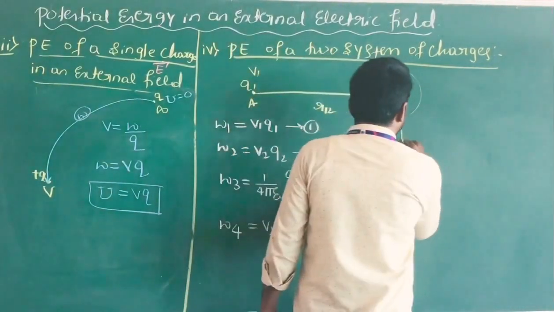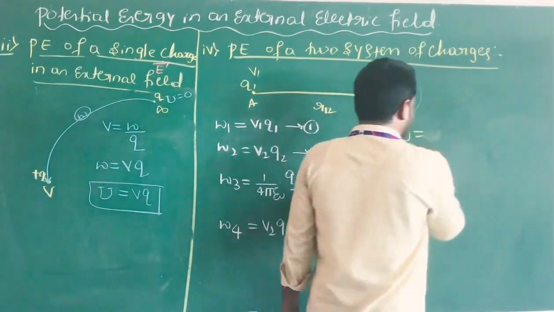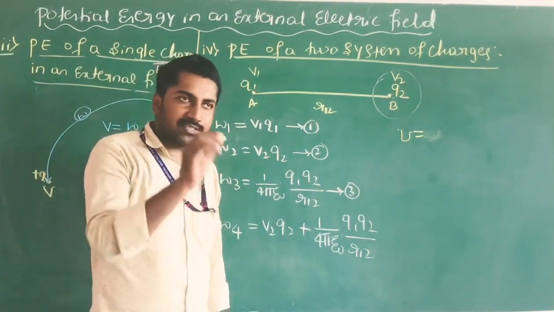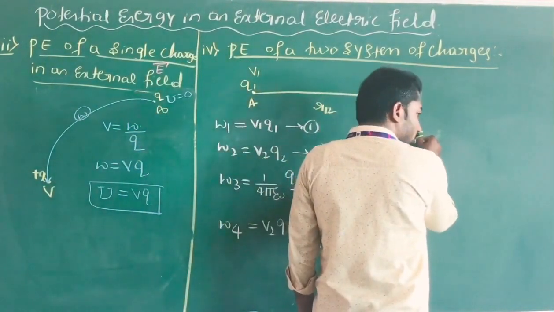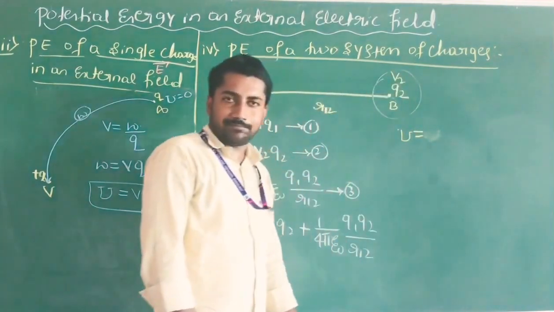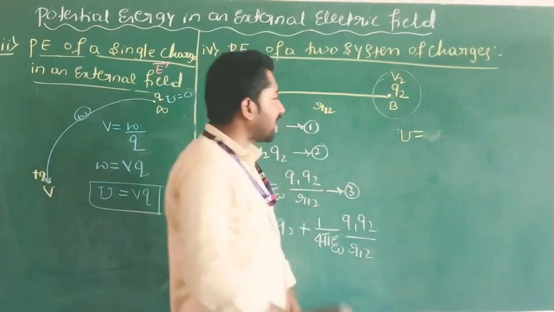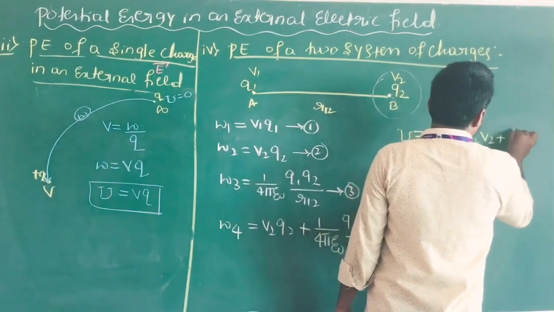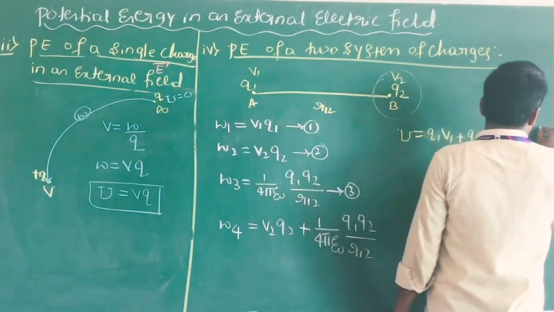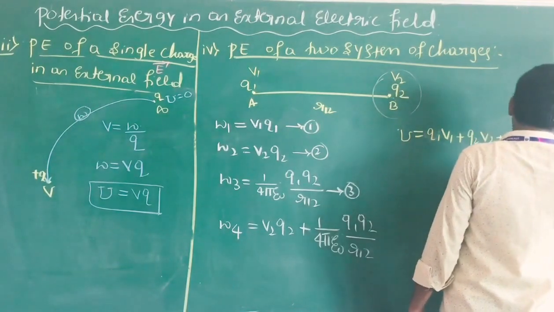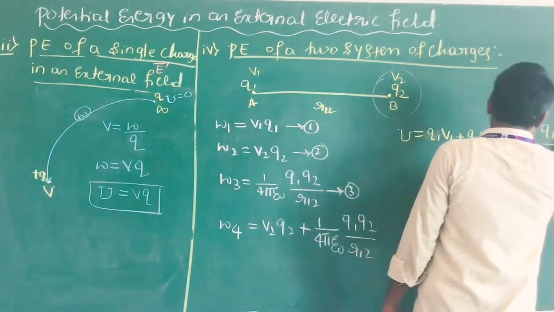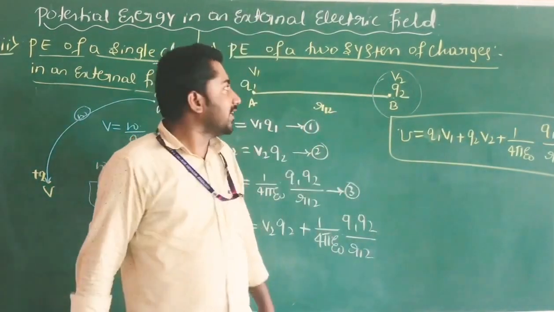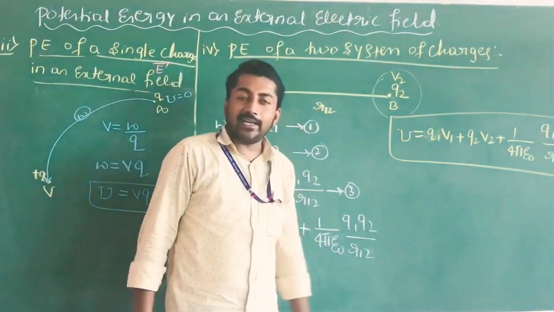Finally, we arrive at the equation, that is U is equal to the total potential energy due to the 2-point charges in the presence of external electric field, which is equal to the total work done assembling that configuration, that is U is equal to Q1 into V1 plus Q2 into V2 plus 1 divided by 4 pi epsilon naught, Q1 into Q2 divided by R12, which is the expression for the potential energy due to the system of 2-point charges in the presence of external electric field.